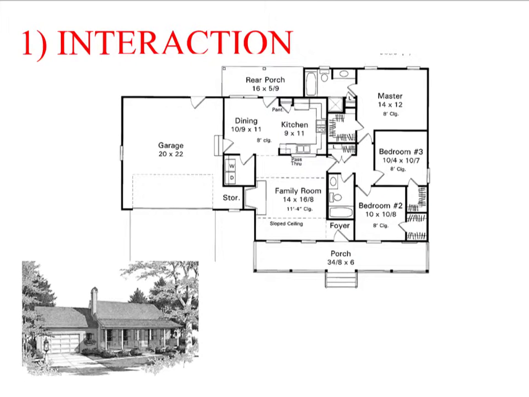Let's take a look at an example of a house and talk about interaction. This is about a 1,200 square foot ranch-style house, all on one floor. Did you know that the open floor plan evolved from changes in child-rearing practices?